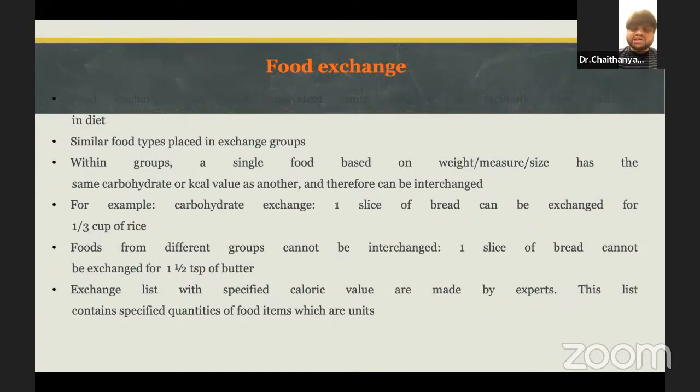So they can exchange these food materials. Today I had bread. Okay, tomorrow what is the equivalent to bread? You can have 1/3 cup of pasta. Okay, day after tomorrow, what can I have? You can have 1/3 cup of noodles. So that's what is food exchange.